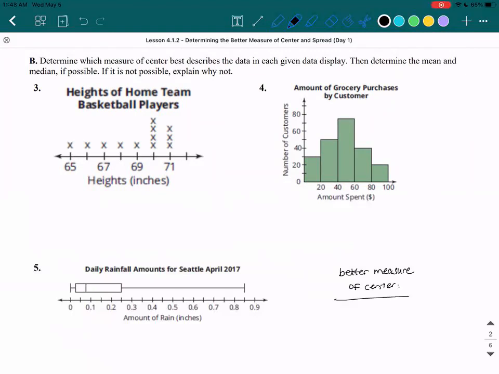It's based on the shape. So if it's skewed, then you want the median. If it's symmetric, then you want the mean. Okay, so let's take a look. This one, is it skewed or is it symmetric? It's skewed, so then we want the median.